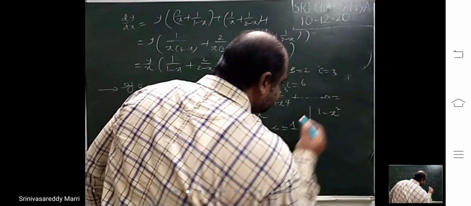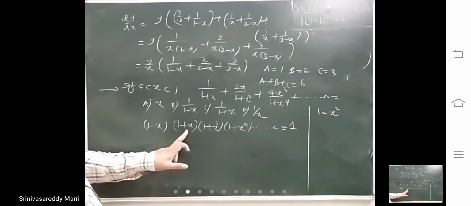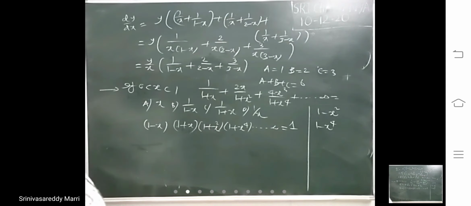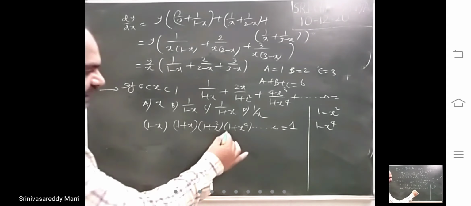1 minus x square. Next till here 1 minus x square. Next you will club. What you will get? First three terms is what? 1 minus x to the power 4. So next you will club this.